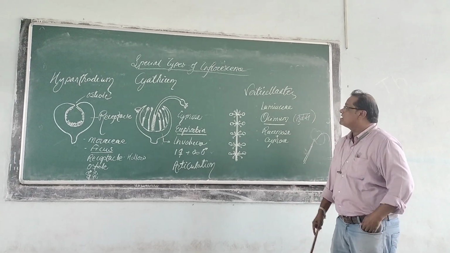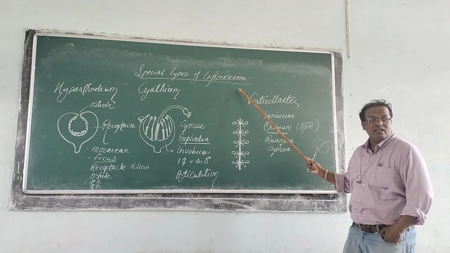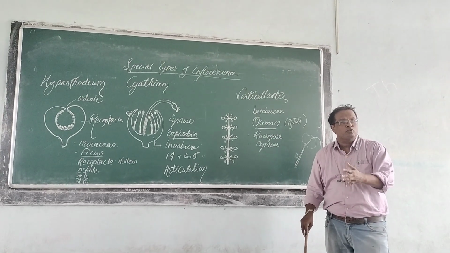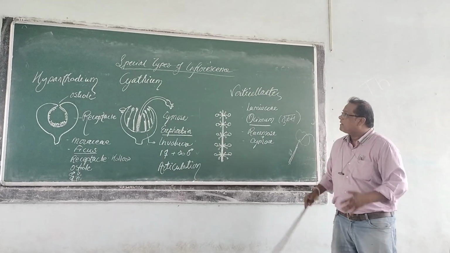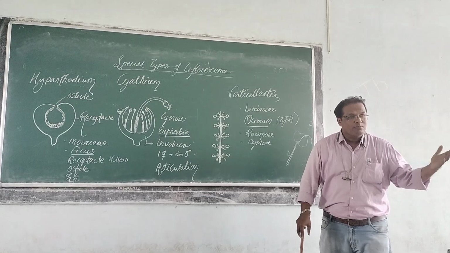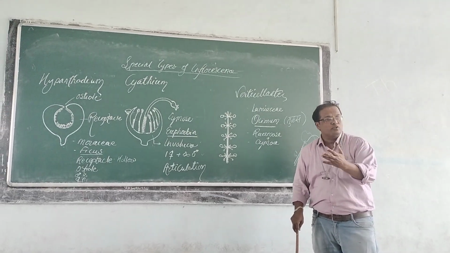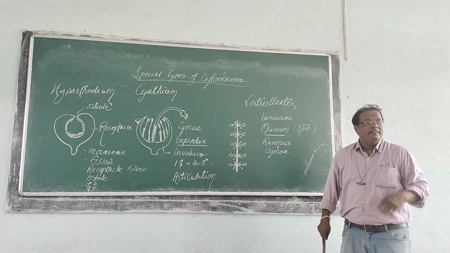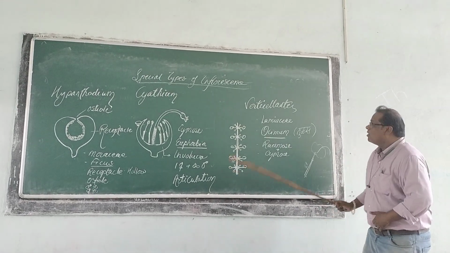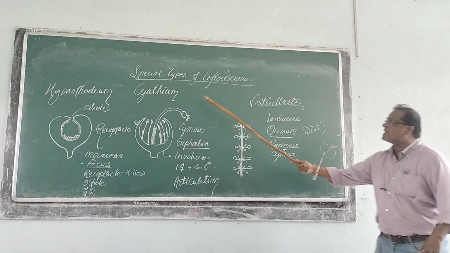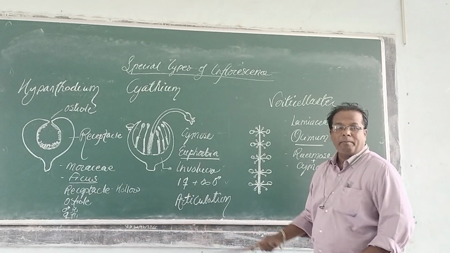Today we are going to discuss the special type of inflorescence. Last time we discussed the racemose type of inflorescence and cymose type of inflorescence. The special types of inflorescence cannot be included in racemose or cymose type of inflorescence. They are considered as a special type of inflorescence. There are three types of special inflorescence we are going to study: verticillaster, cyathium and hypanthodium type of inflorescence.